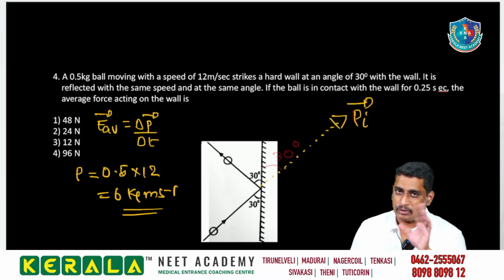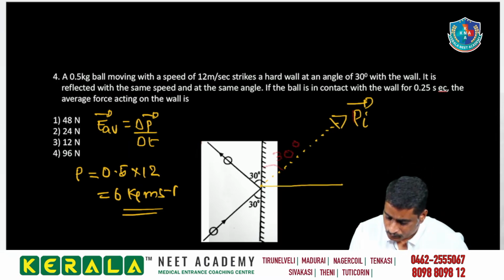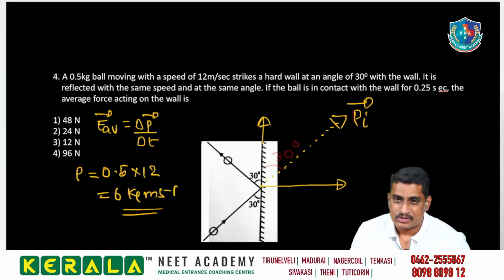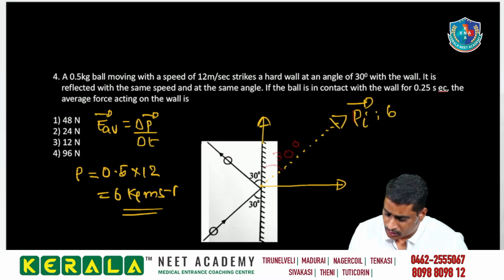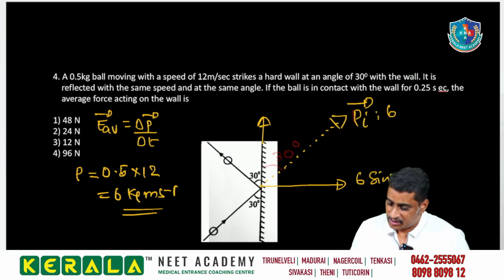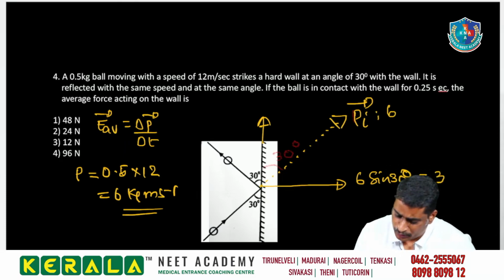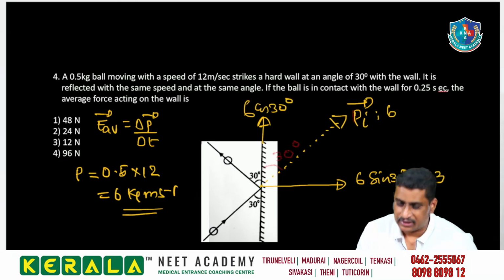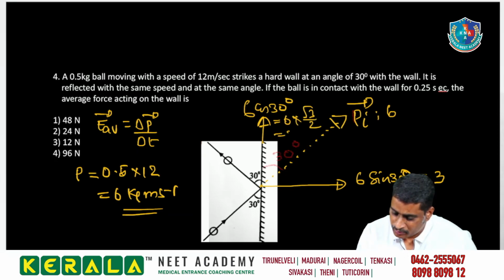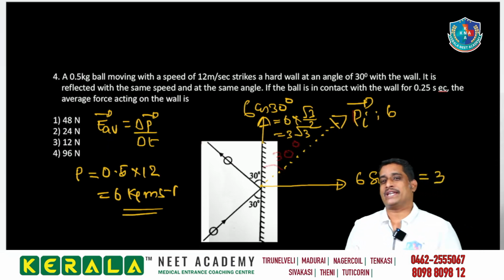If you resolve this initial momentum into two components, one component which comes along positive x-axis will be given by... the magnitude of this momentum is 6 kilogram meter per second. Already we have calculated. So the horizontal component will be 6 sine 30 degrees, nothing but 3 kilogram meter per second. And the vertical component will be 6 cos 30 degrees, so this will be equal to 6 into root 3 by 2, nothing but 3 root 3 kilogram meter per second.